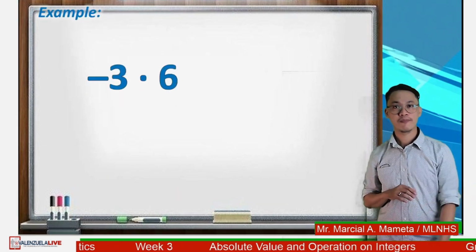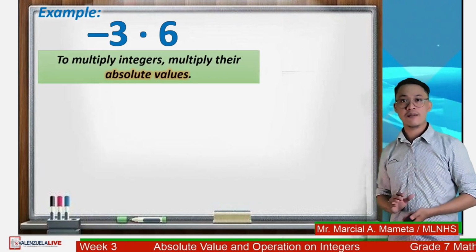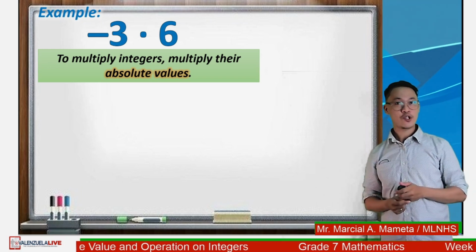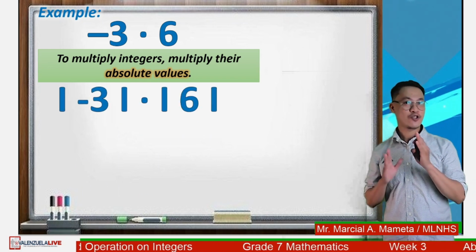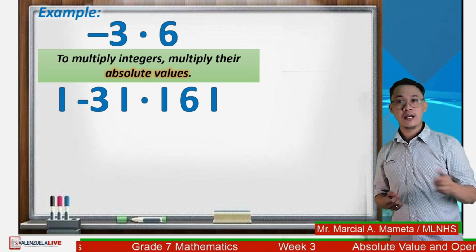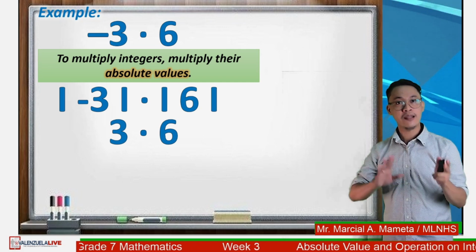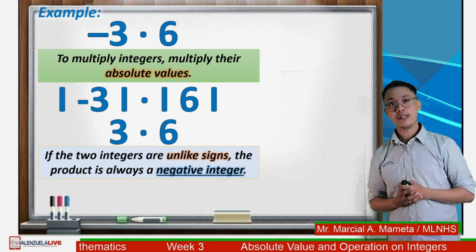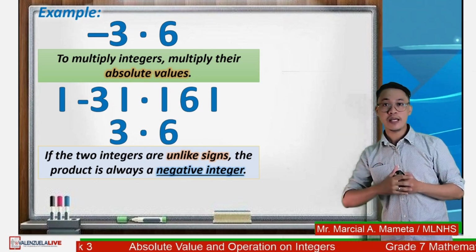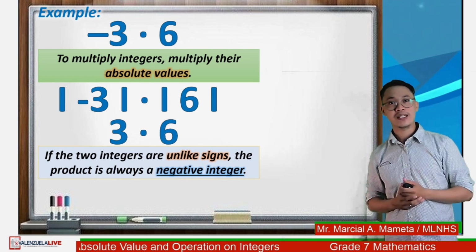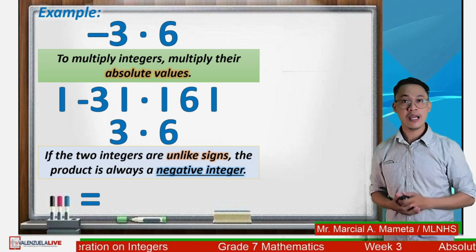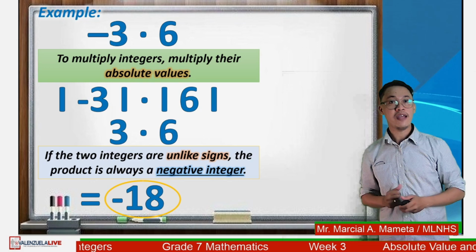How about this one? Negative 3 times 6. To multiply integers, first multiply their absolute values. So we have the absolute value of negative 3 times the absolute value of 6. The result is 3 times 6. Again, remember the rule. If the two integers are of unlike sign, we have negative 3 times positive 6, the product is always negative. The result for negative 3 times positive 6 is equal to negative 18.